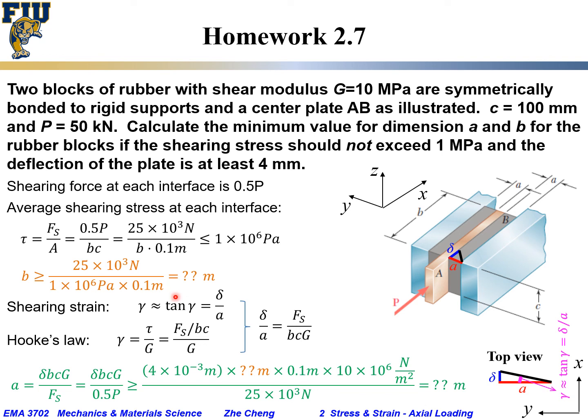And for delta, from previous, we know it should be at least 4 millimeters, so delta should be greater than 4 times 10 to the minus 3 meter. And the B is what we got. It should be greater than this value, whatever it is. And the C is what we have given, 0.1 meter or 100 millimeter. And G is the shear modulus, 10 times 10 to the power of 6 newton per meter square, divided by shearing force. And by plugging in the numbers, you should be able to get the result.